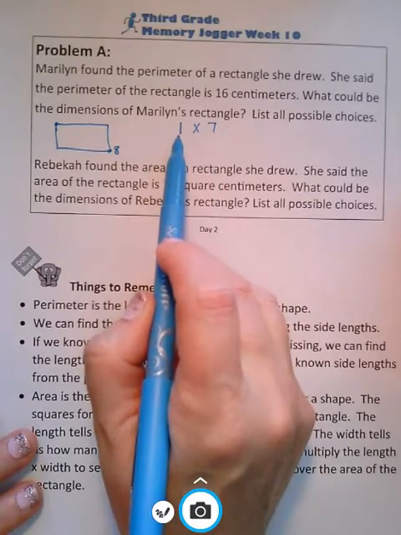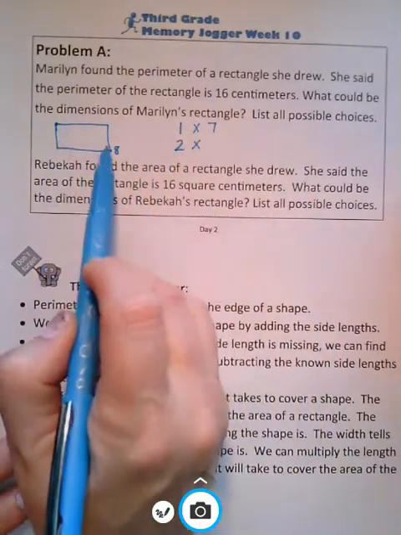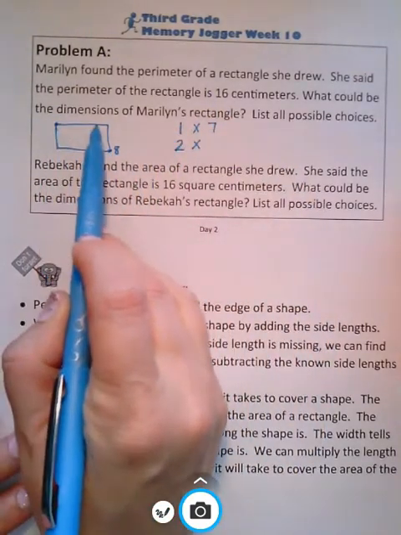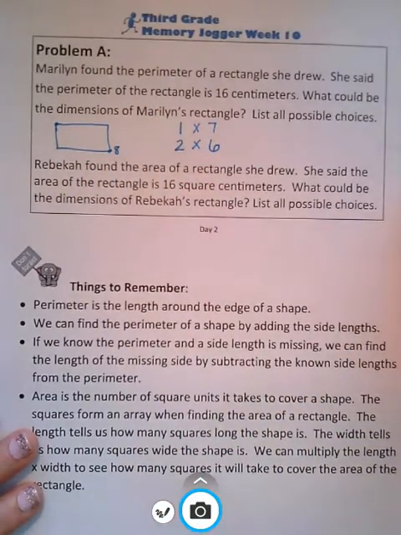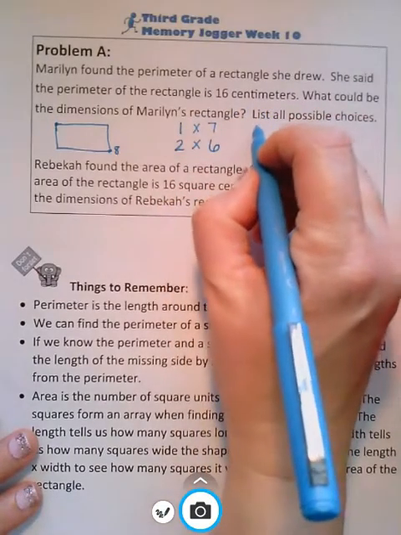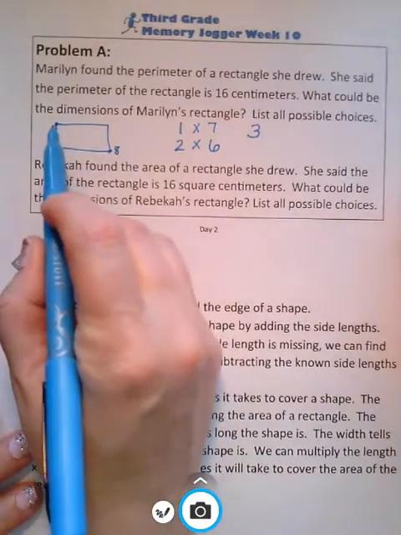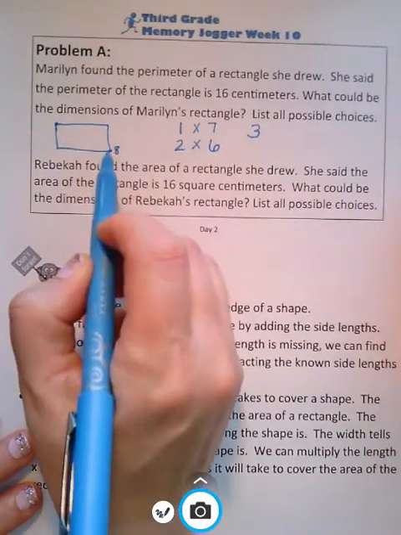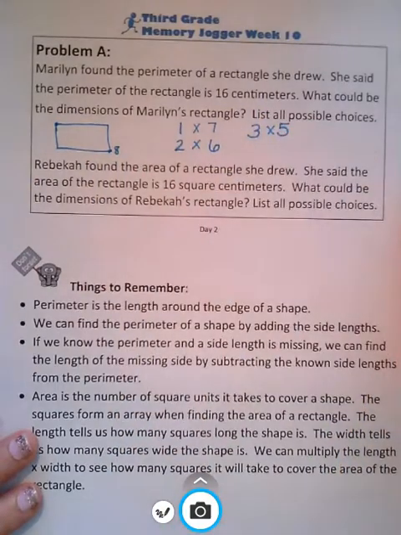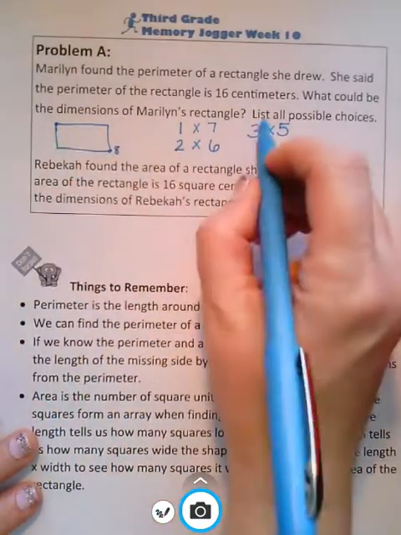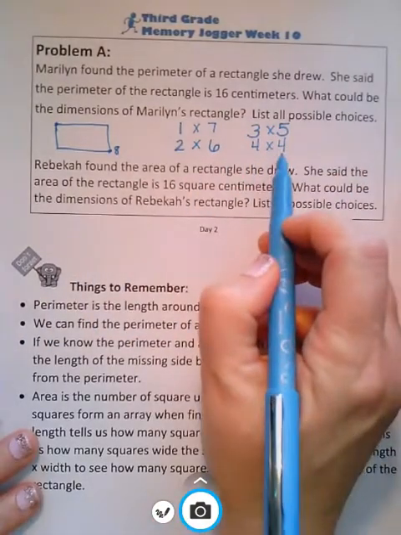So what if it was the next biggest size? Then it would be 2, and I still have to get to 8. So if it was 2, I would have to go 6 more to get to 8. So it could be a 2 by 6 rectangle. Let's go one more. What if it was 3? So if one dimension was 3, I would have to go 5 more to get to 8. So then it would be a 3 by 5. Go to the next one. What if the first dimension was 4? Then it would be a 4 by 4 because 4 plus 4 is 8.